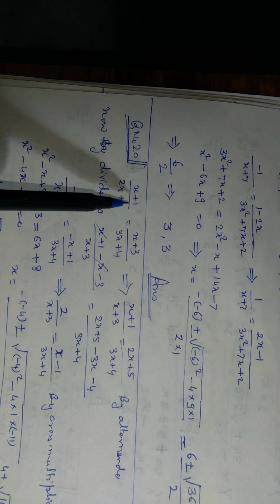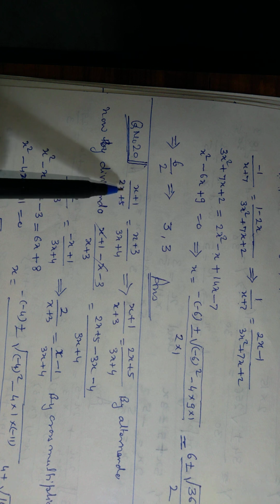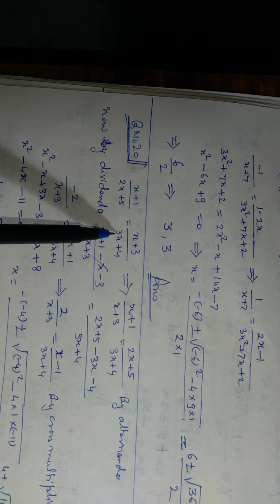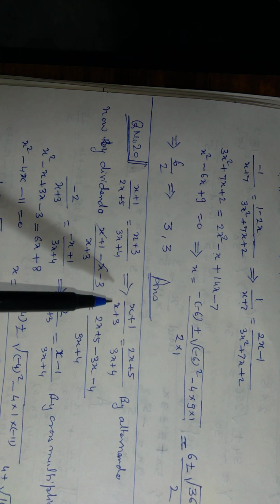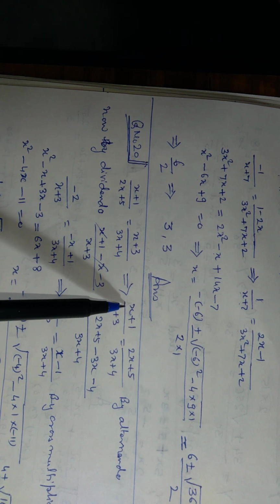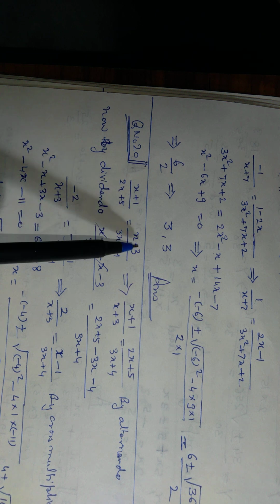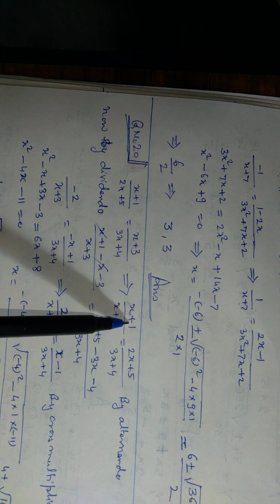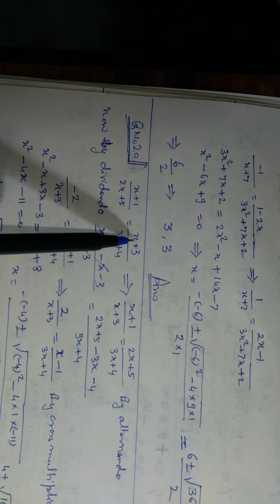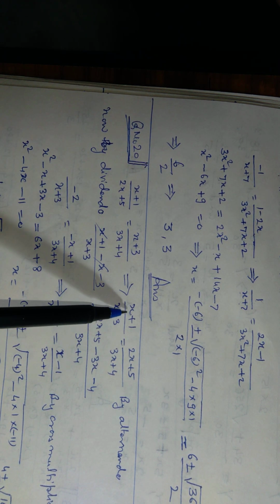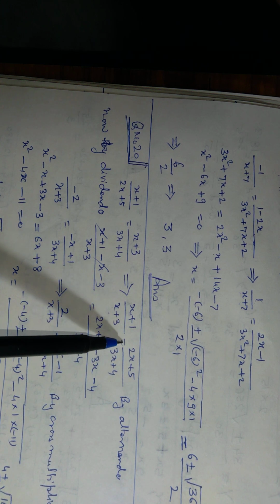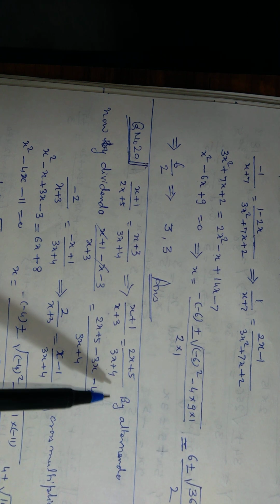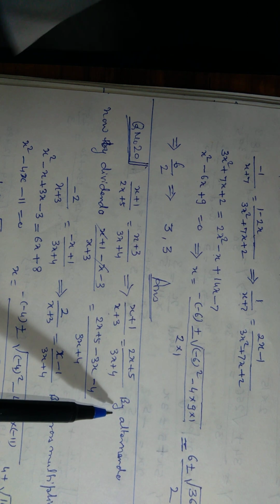You see, we are having the question like this: x plus 1 upon 2x plus 5 equal to x plus 3 upon 3x plus 4. This can be written like this. You can just interchange the place of these two. So x plus 1 whole divided by x plus 3, means x plus 3 has come here. So x plus 1 upon x plus 3 will be equal to 2x plus 5 whole divided by 3x plus 4. This is known as by alternando.